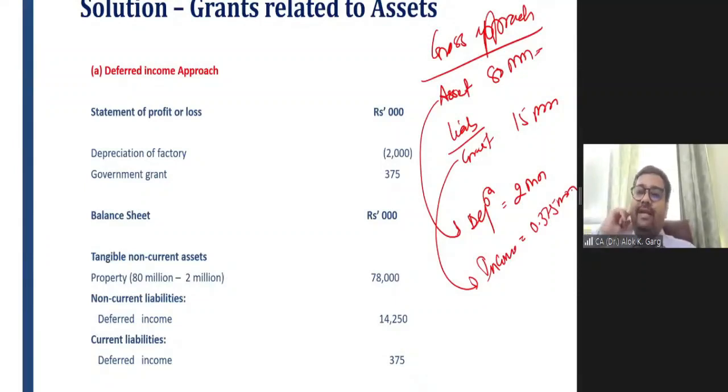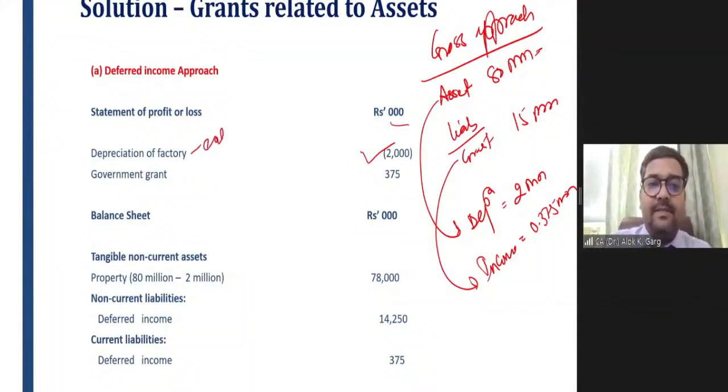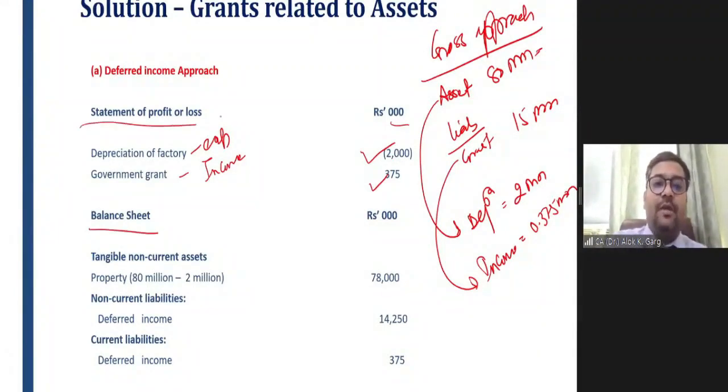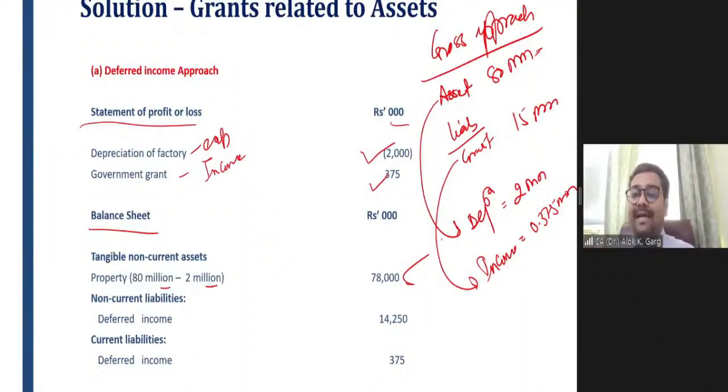So friend, going by the gross approach, the depreciation should be charged at 2 million. Here it is an expense, here it is an income, and the income is 3,75,000. In the balance sheet, at the end of the year, since we have recognized this at full value, 80 million, so 80 minus 2, 78 million has to be shown as an asset.